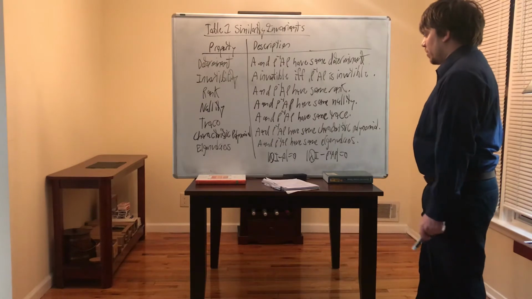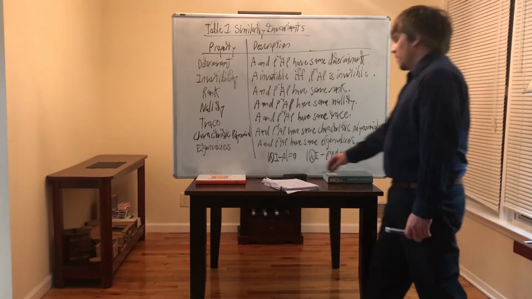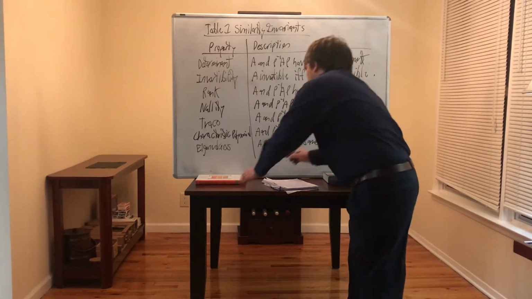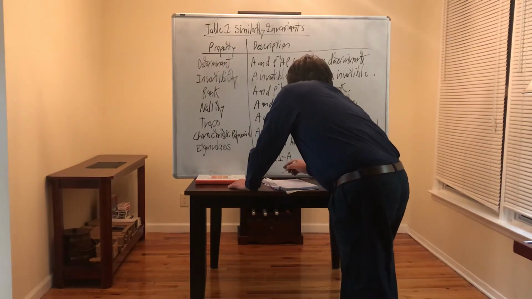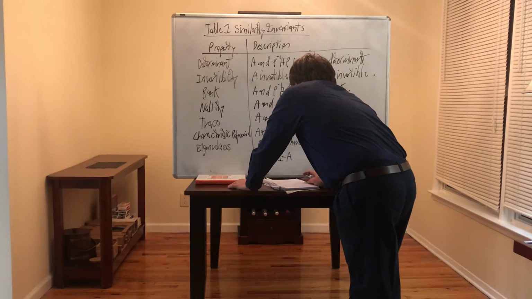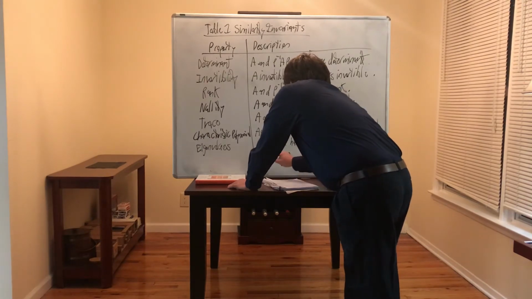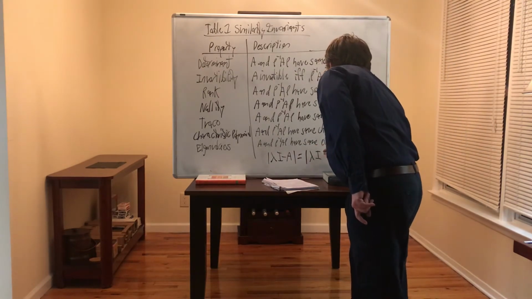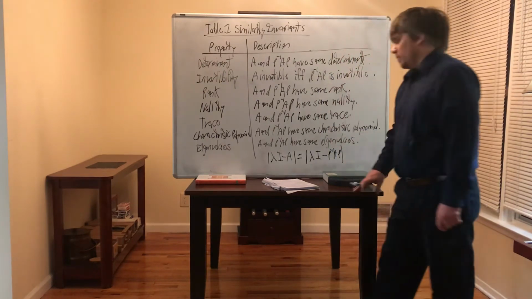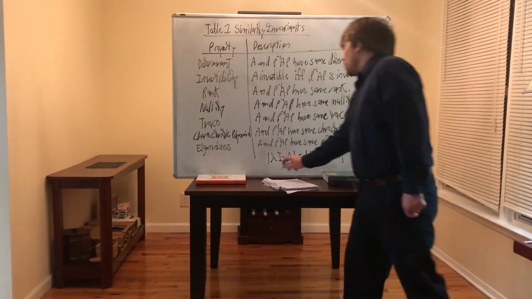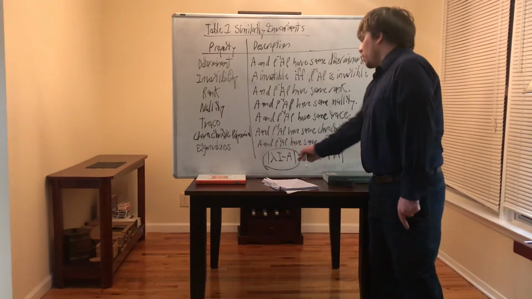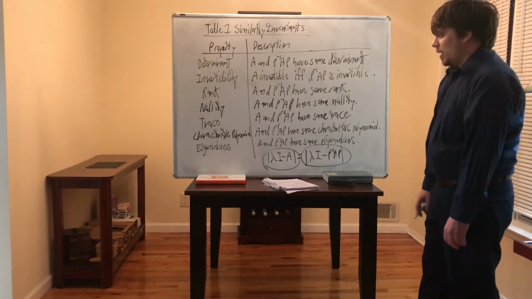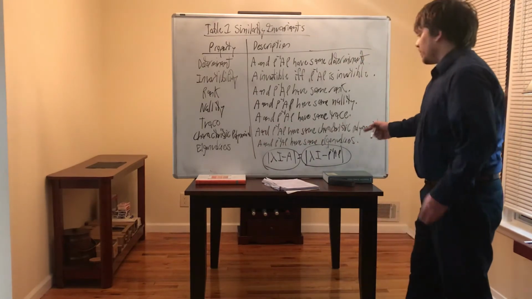When I said the same characteristic polynomial, okay, so this is for eigenvalues, and then for characteristic polynomial, it means that the determinant of lambda I minus A is equal to the determinant of lambda I minus P inverse AP. That determinant is the characteristic polynomial. So that's the characteristic polynomial of A, that's the characteristic polynomial of P inverse AP, and they're the same. That's what it means for the characteristic polynomial.